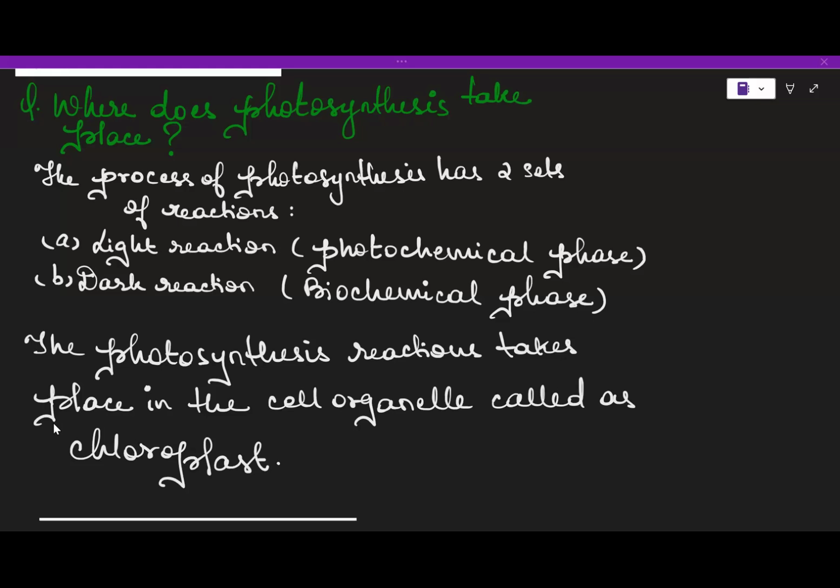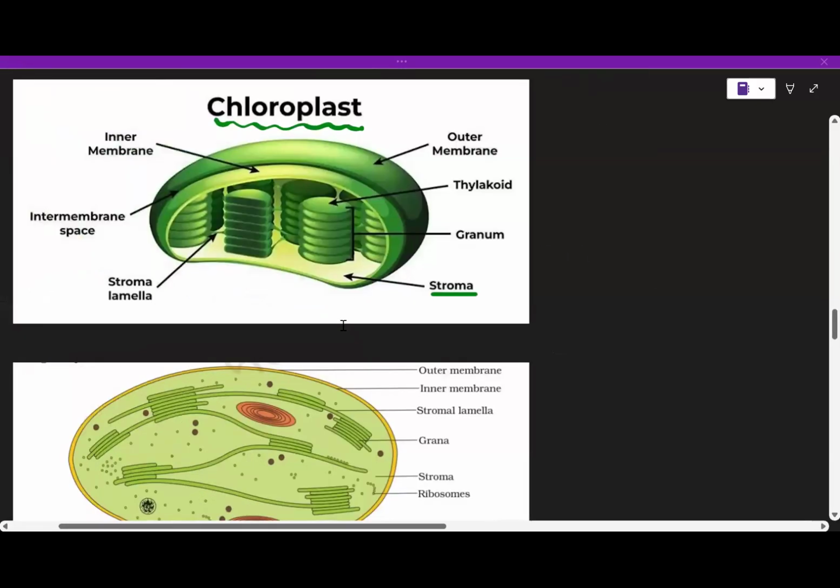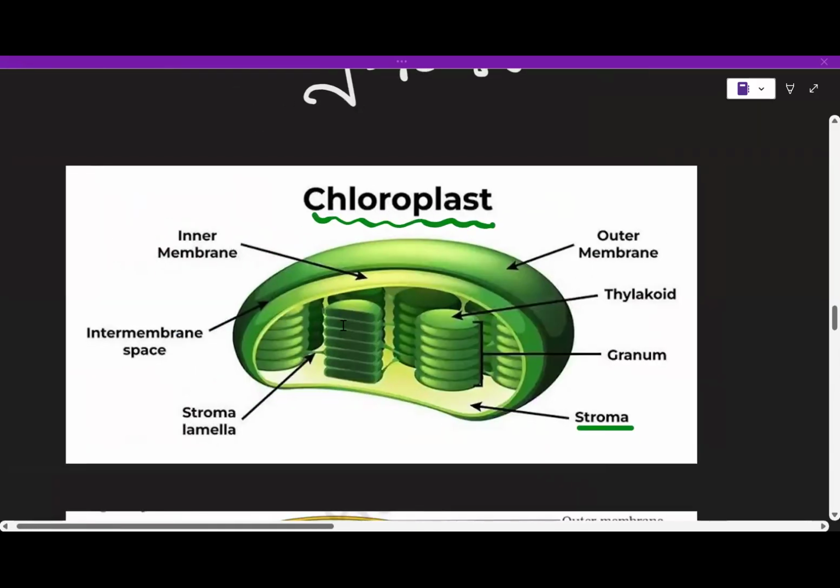Done, ma'am. Everyone's done, students? Yeah. Okay, now you people draw this diagram of the chloroplast.